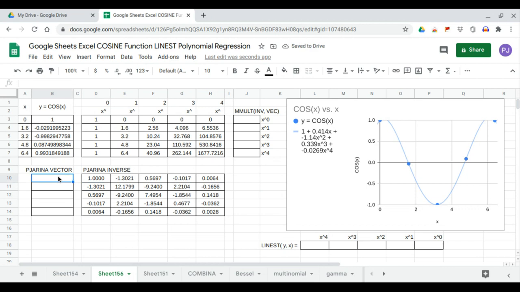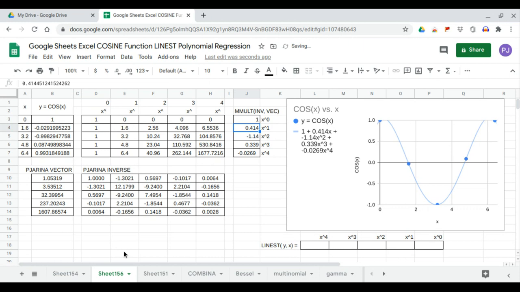And the pseudoinverse vector, which is equal to M transpose of the 1 comma x matrix and the y values, which is cosine of x. Now we can calculate the regression coefficients, which is equal to M of the inverse, the pseudoinverse inverse, and pseudoinverse vector.